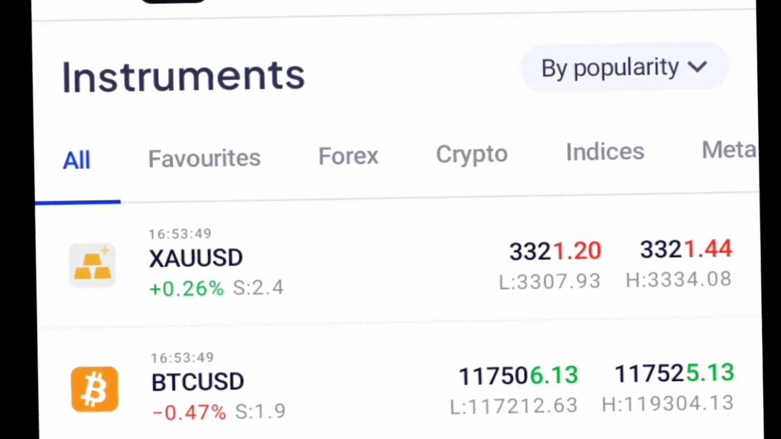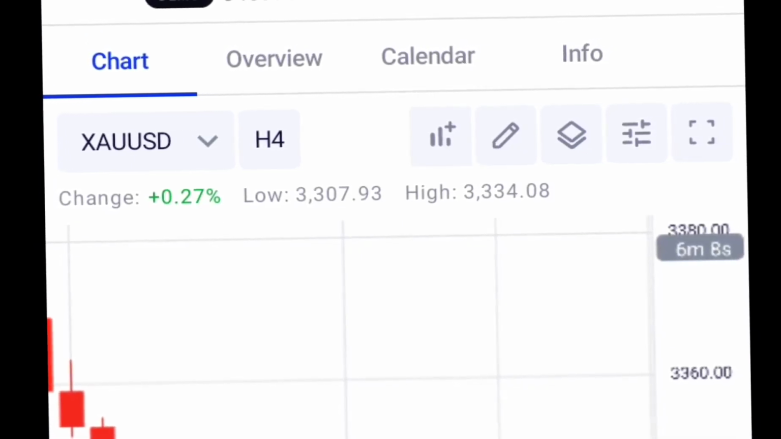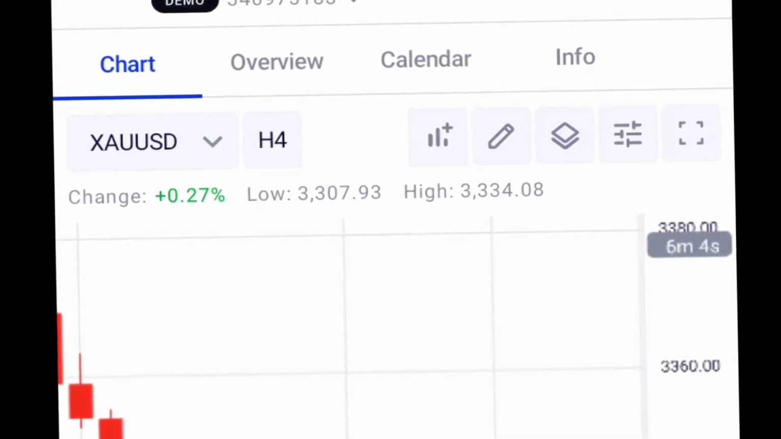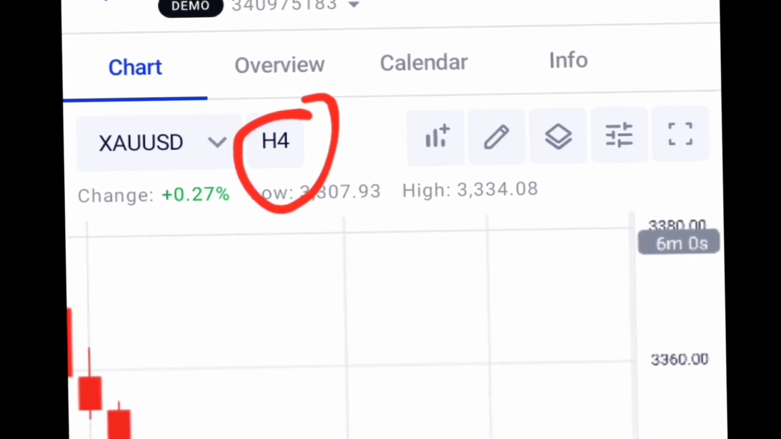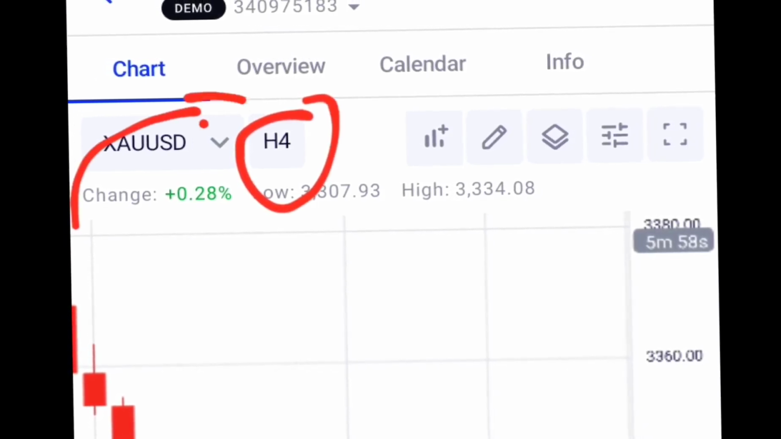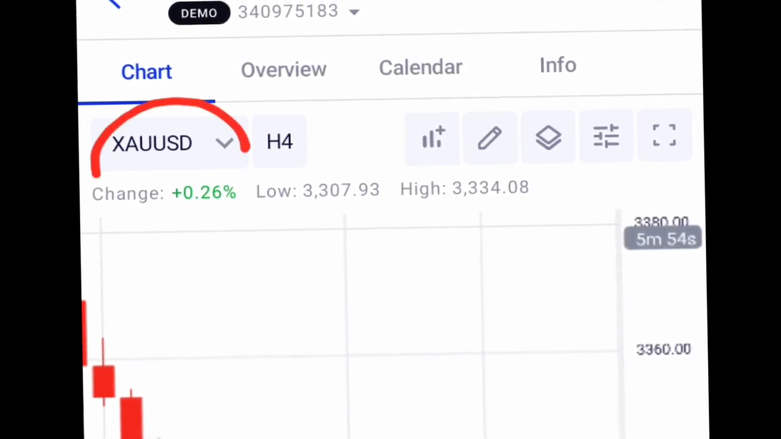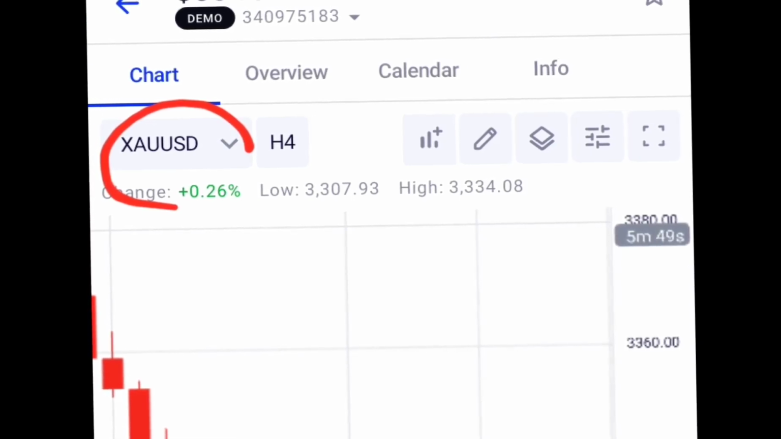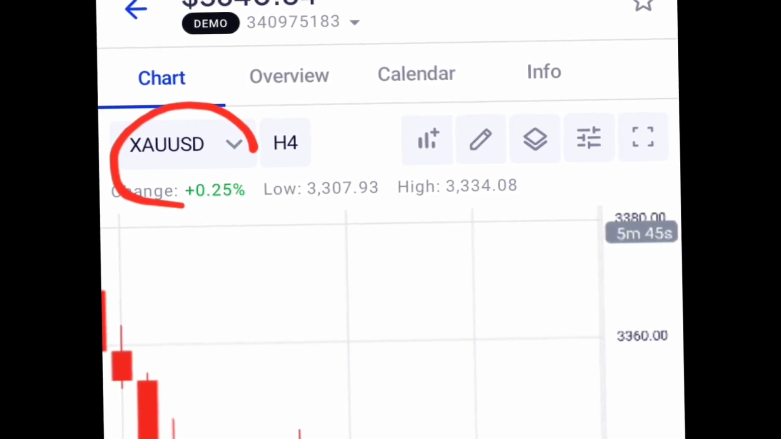So I click gold. Now I click gold, it means I want to trade on gold. This is a 4 hours chart. When I say 4 hours, how do you see it? Look at this particular place I am circling. That is 4 hours. Now this is the instrument we are trading on, known as gold. You can see gold is represented as XAUUSD.